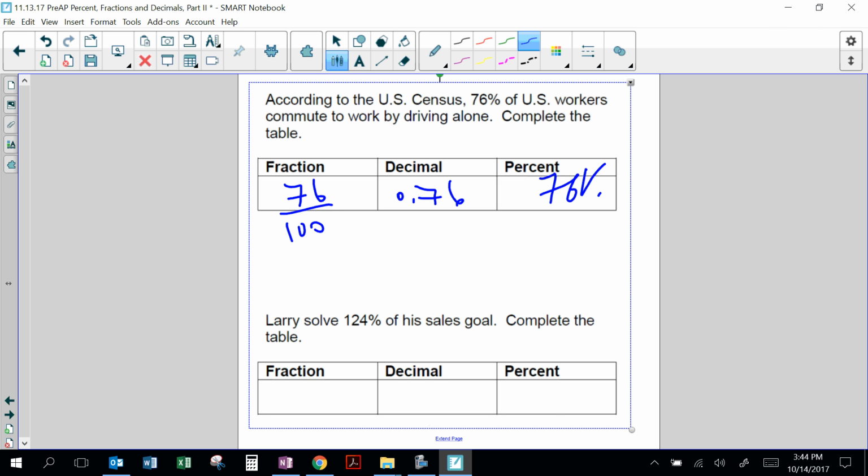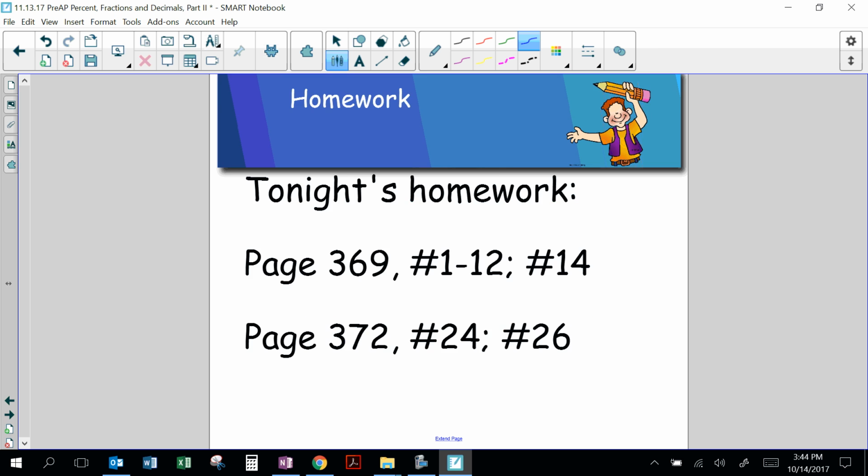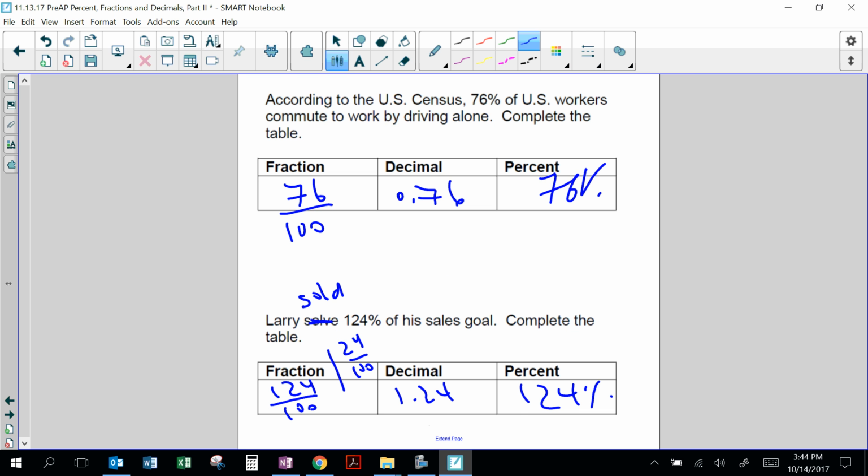Larry sold 124% of his sales goal. Complete the table. So it's 124 per 100. Can 100 go into 124? One time, 1 and 24 hundredths. And our decimal is 1 and 24 hundredths. And so that is percent equivalency.